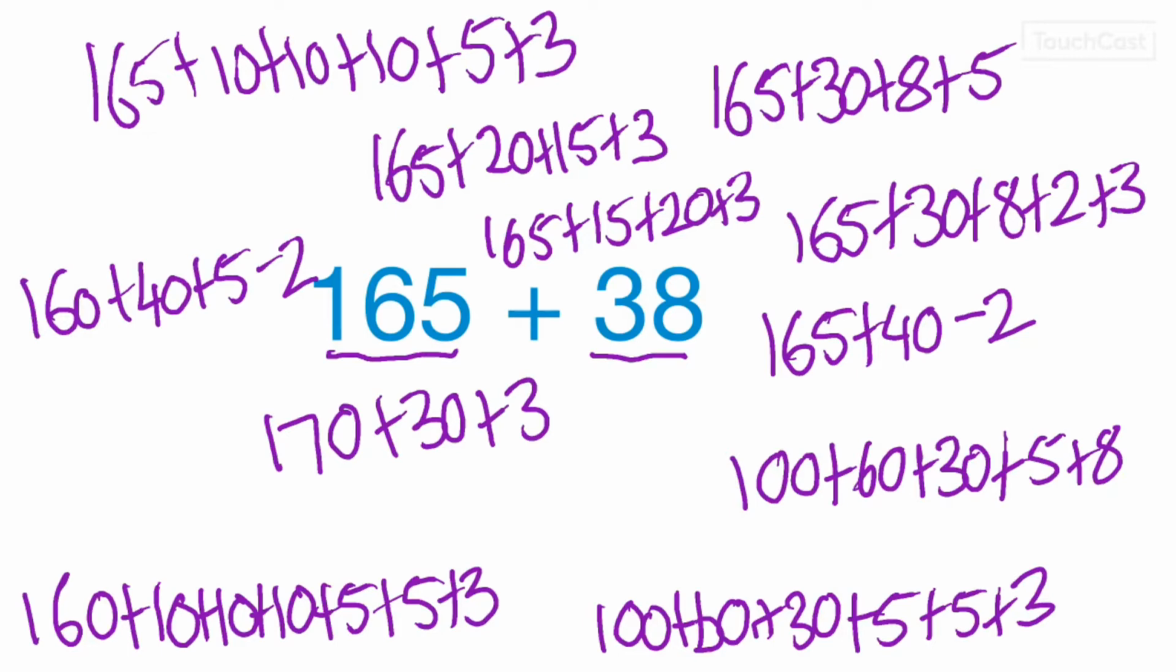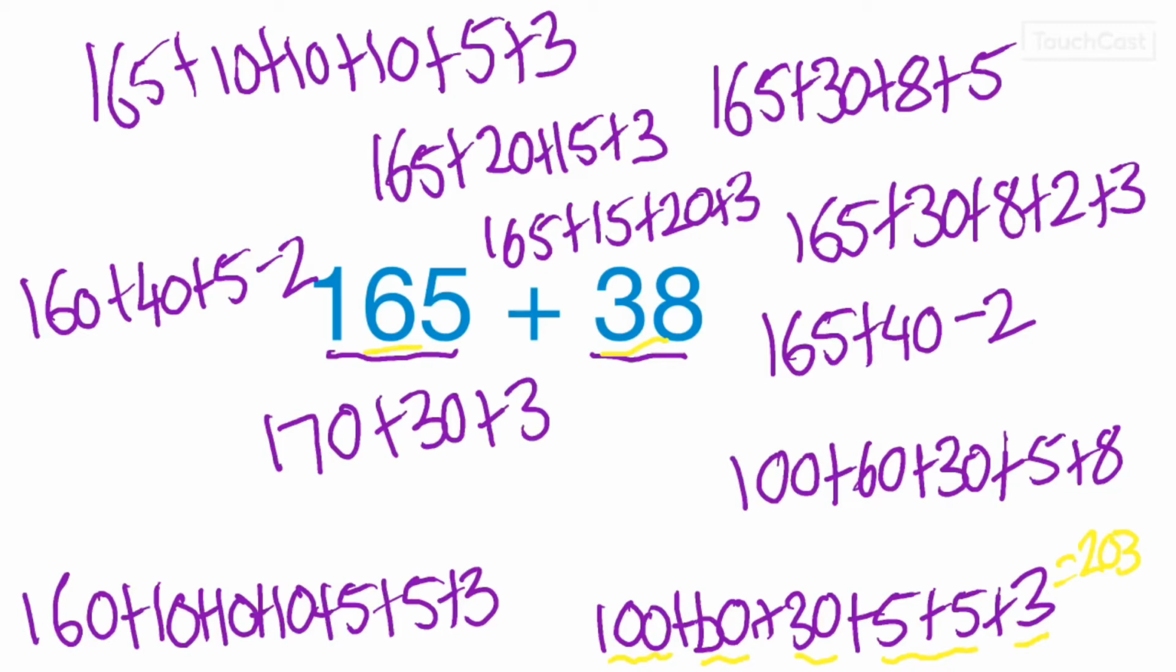I'm just going to choose two strategies in particular to highlight, to show you how I could use them to work it out. So I know with this one down here, 100 plus 60 is 160, plus 30 is 190. Now I know 5 and 5 together make 10, so 190 plus 10 is 200, plus 3 is 203. So that's one of the ways that I could have done it, by breaking all of 165 and 38 up to make them into friendlier numbers.